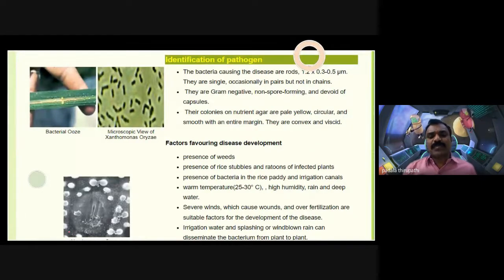So what is the pathogen, my dear friends? That is Xanthomonas oryzae pv. oryzae. The bacteria causing the disease are rod-shaped, 1.2 by 0.3 to 0.5 micrometer in diameter. The pathogen cells are single, occasionally in pairs, but not in chains. So single means bacillus.